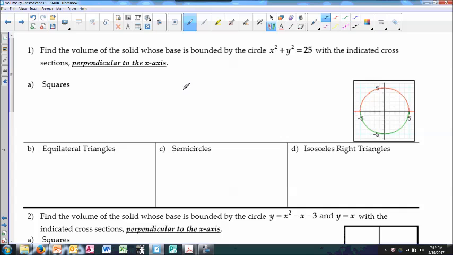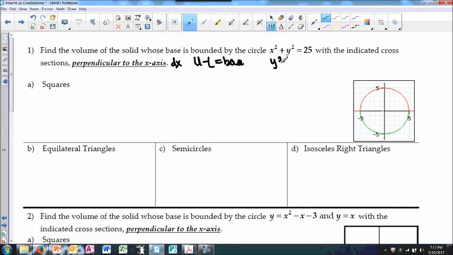So an example, finding the volume of a solid whose base is bounded by the circle x squared plus y squared equals 25 with the indicated cross-sections perpendicular to the x-axis. The phrase perpendicular to the x-axis automatically tells us this is a dx problem. That means that we're going to do an upper minus lower to get our base length. In this particular case, we have two different functions. The red function, that's the top of the circle, the green function is the bottom of the circle.